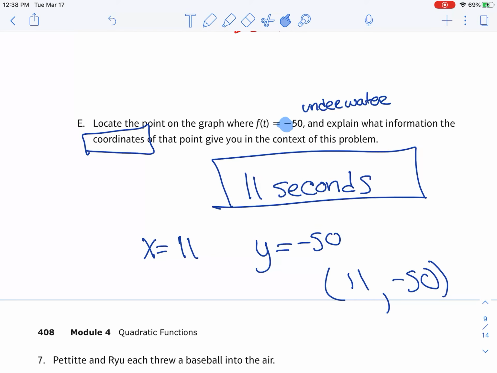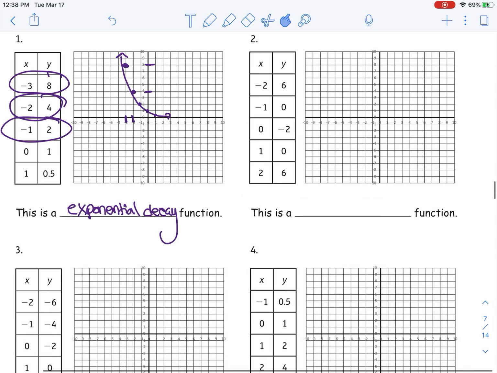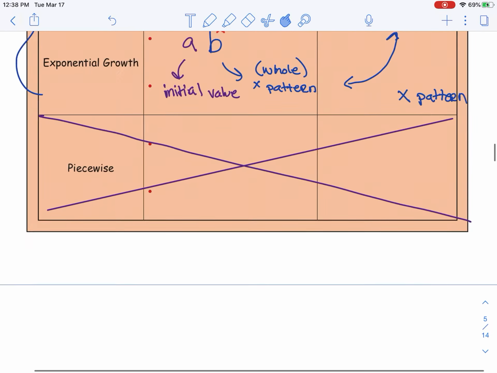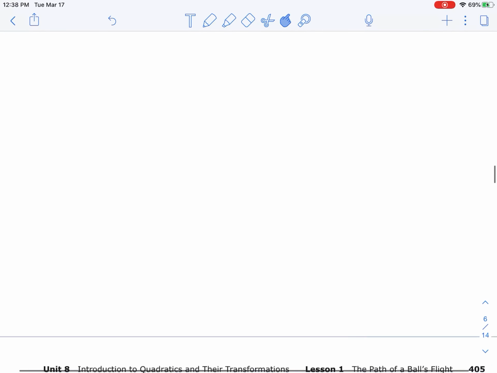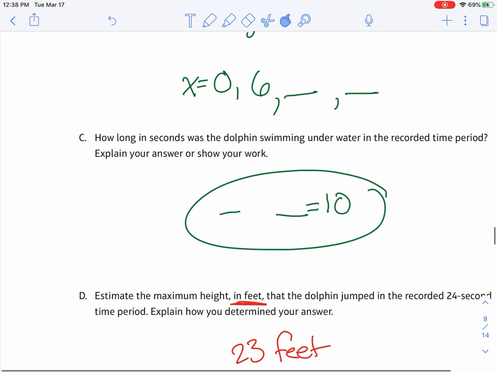So you should have all your pages 403 through 407 done right now.